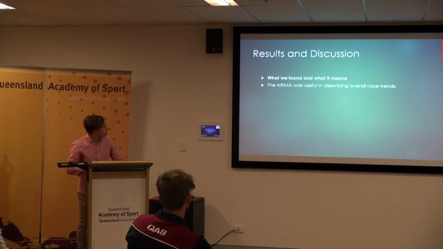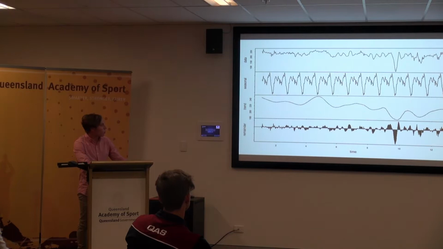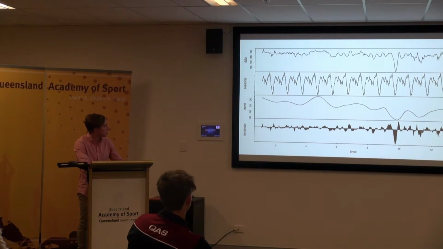So if we have a look at the second from the bottom, that's our trend line for race 1 using the ACEMS model. So on the x-axis we have time and on the y-axis we have power output. So we can see towards the end of the race the power output was significantly lower compared to the first third of the race especially.